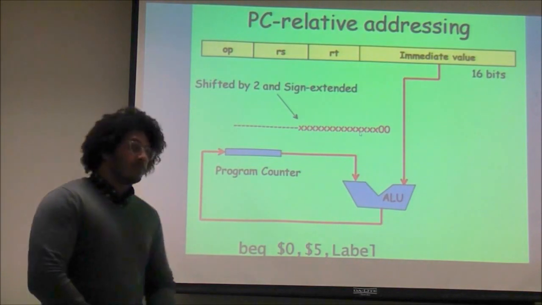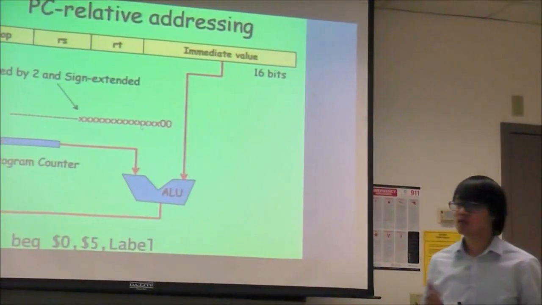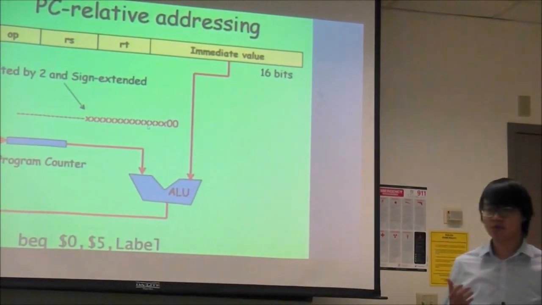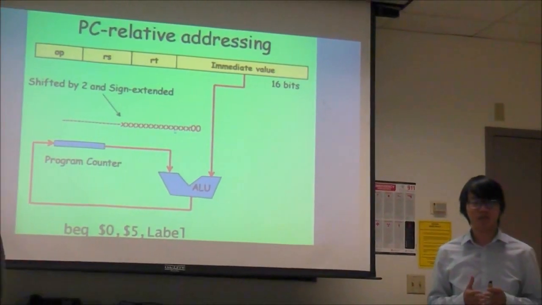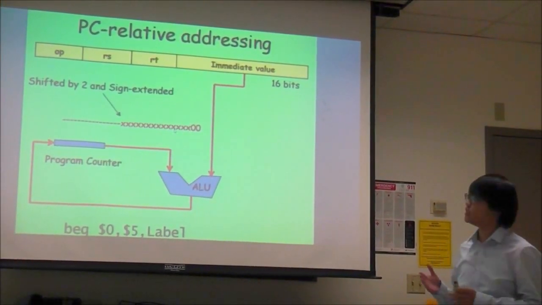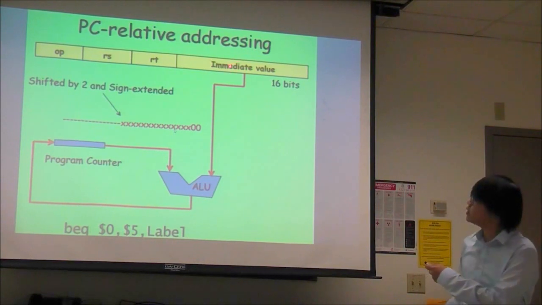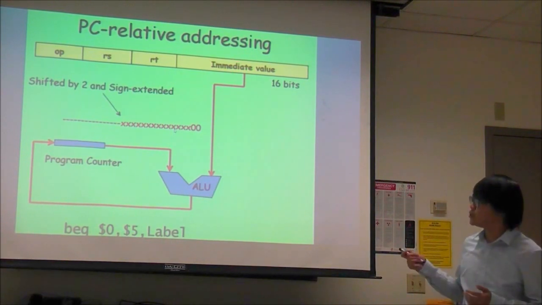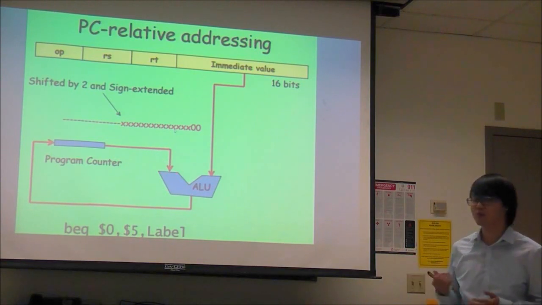Next we have our PC relative, which is generally just having an operation that is related to the PC. What happens is that we have an immediate value, and that is added to or subtracted from the PC and used in our branches.